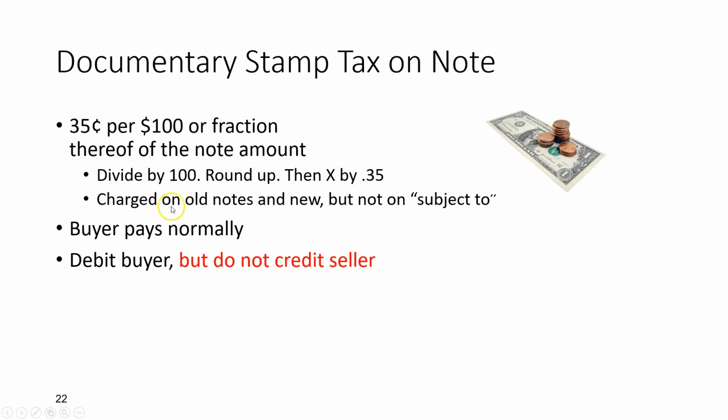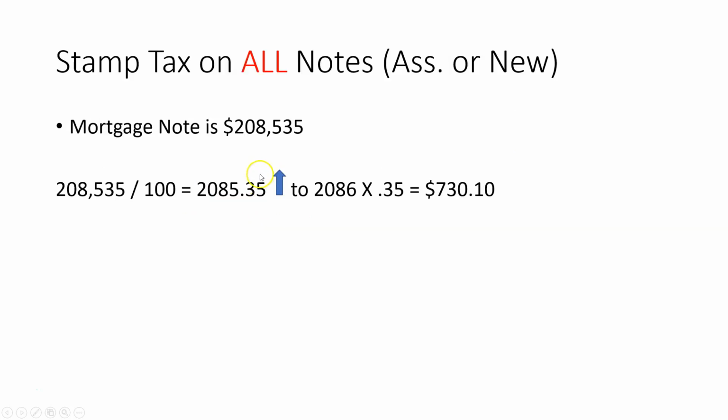It is charged on all old notes and new, but not for subject to. They just mentioned that in the text. A subject to mortgage is when that includes another mortgage which has already been recorded. Don't worry too much about that. And the buyer normally pays because it's normally the buyer getting the loan. So it will be just a straight debit to the buyer, but not a credit to the seller because it's outside the transaction going to the lender, to the state.